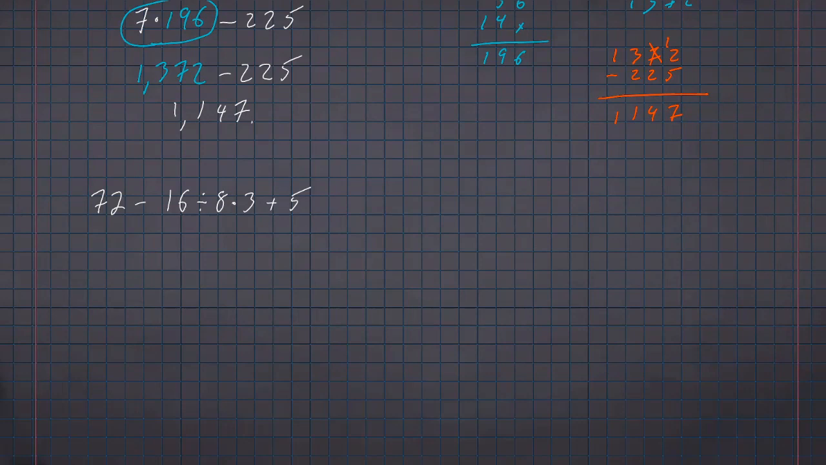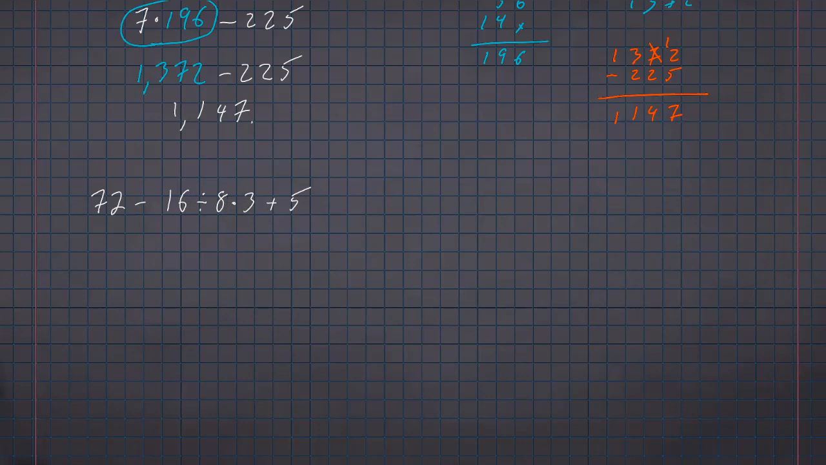72 minus 16 divided by 8 times 3 plus 5. The first step in the order of operations is to look for any exponents or roots. This particular problem does not have either of those things, so we move immediately on to the second step. Look for any multiplication or division. This problem does have some multiplication. It also has some division. So we have a choice to make. Which one do we do first?